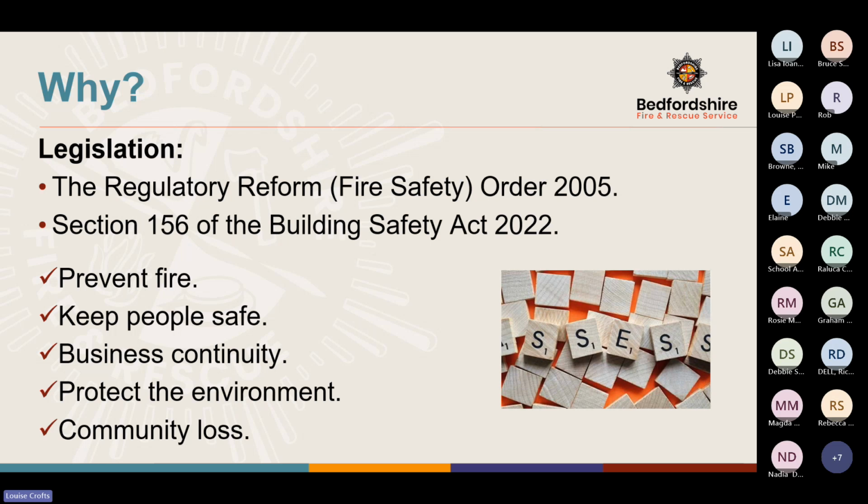Article 9 of that piece of legislation states that the responsible person must make a suitable and sufficient assessment of the risks to which relevant persons, so relevant persons are employees, customers, etc., are exposed for the purpose of identifying the general fire precautions he needs to take to comply with the requirements and prohibitions imposed on him by or under this order. Very wordy, very legalese. What does it actually mean? Obviously, we're going to cover that and break it down for you.